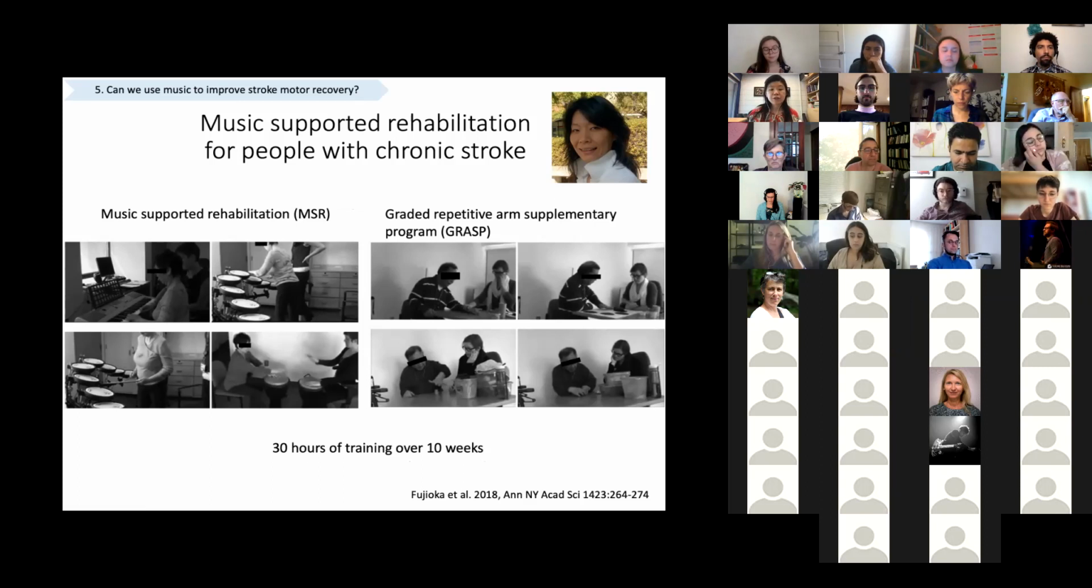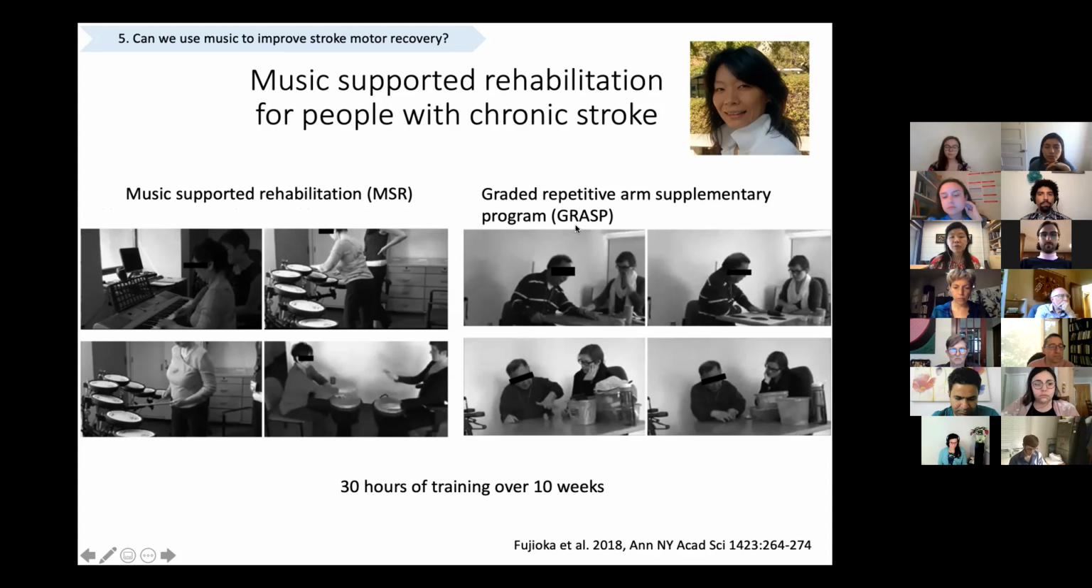And these were people who had what we call chronic stroke, so who've had a stroke for more than 6 months. The control intervention was called GRASP, so Graded Repetitive Arm Supplementary Program. This is a program developed by Janice Ang out at UBC. It's internationally used. This is an intervention that has a lot of evidence supporting it. We call it best practice.